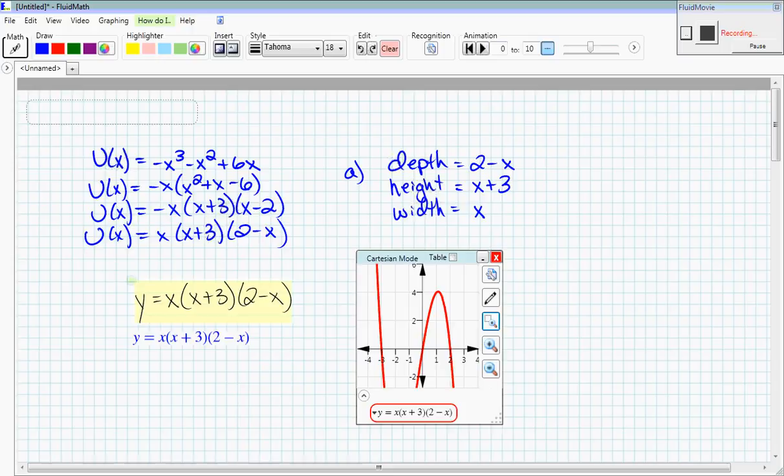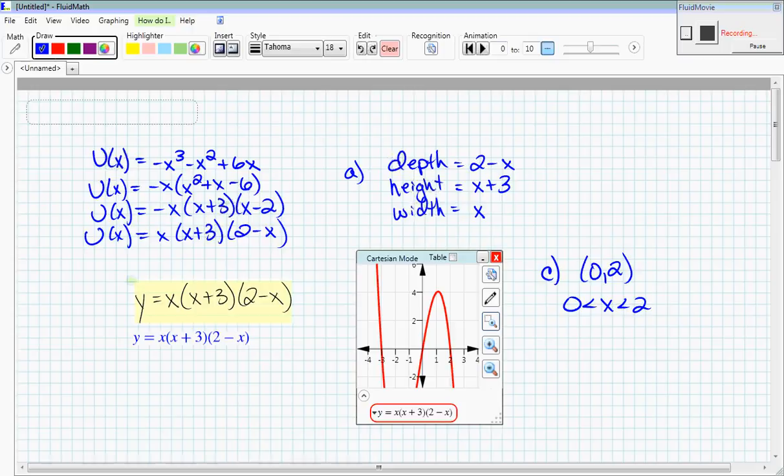In part C, it says to describe a realistic domain. So for part C, a realistic domain could be written several ways. In interval notation, the domain could just be 0 to 2, or x is less than 2 but greater than 0. Either one of those is fine.